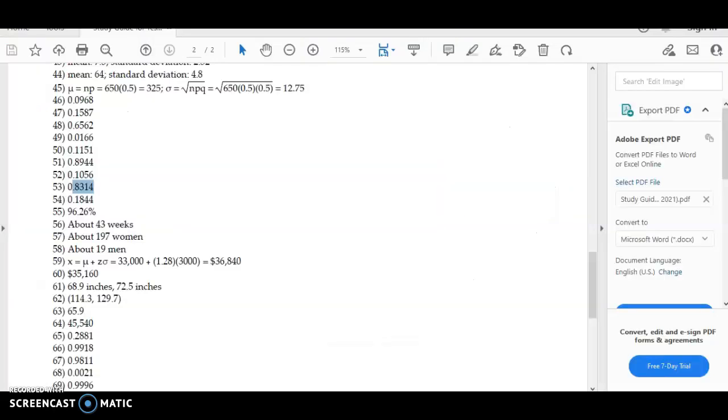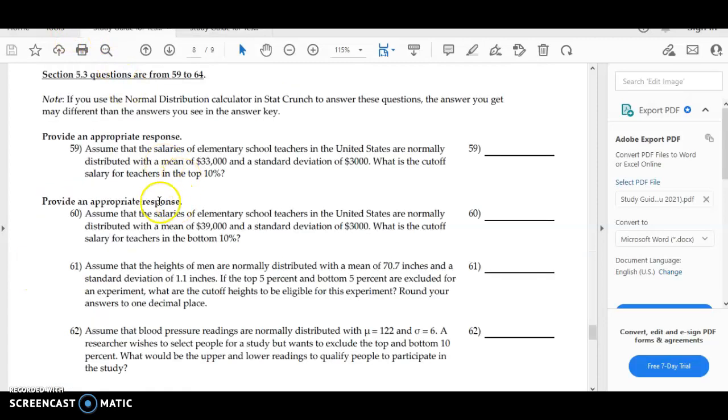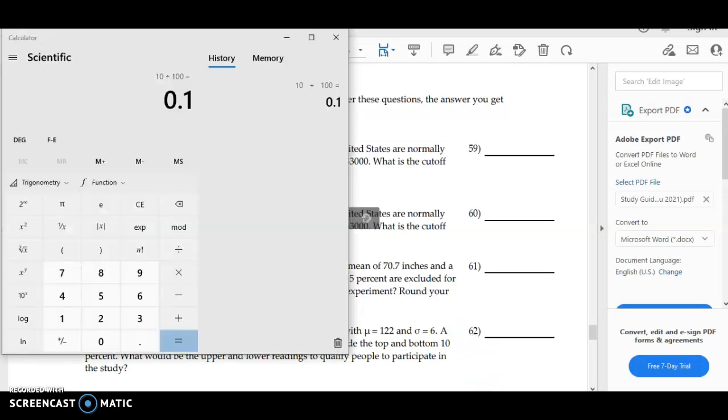Let's take a look at the next problem. Number 60 says, assume that the salaries of elementary school teachers in the United States are normally distributed with a mean of 39,000 and a standard deviation of 3,000. What is the cutoff salary for teachers in the bottom 10%? Notice how now the question says bottom 10%. It means the area inside the normal curve to the left of that unknown value is 10%, or 0.10.